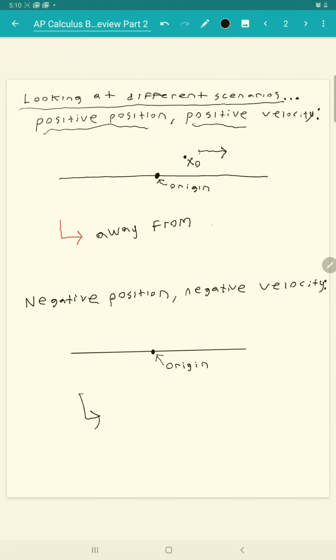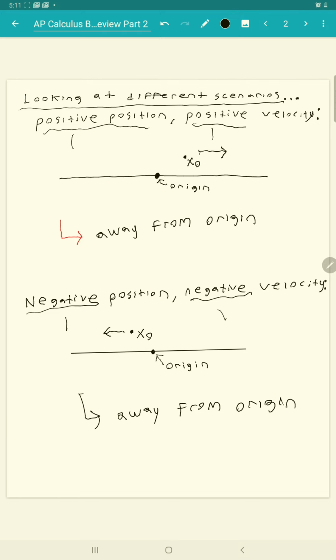So let's think about the conclusion we can come to after looking at these four scenarios. In conclusion, we know that when a particle's position and velocity have the same signs, it is moving away from the origin. We can see this in the first two examples. Both of these have the same signs. In the first scenario, they both have positive signs, and in the second scenario, they both have negative signs.